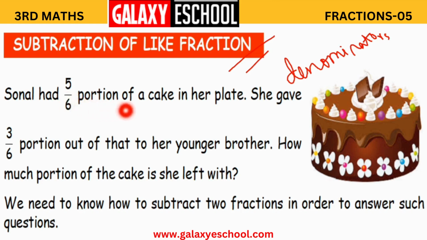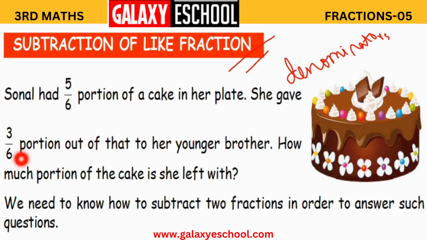Sonal had 5 by 6 portion of a cake in her plate. She gave 3 by 6 portion out of that to her younger brother. How much portion of the cake is she left with? What are they saying? First, Sonal had 5 by 6 portion of the cake. Yes, this cake was divided into 6 parts, and from that Sonal had 5 parts, 5 parts of cake in her plate.